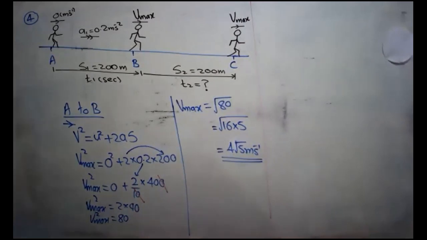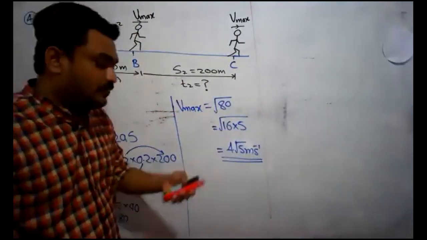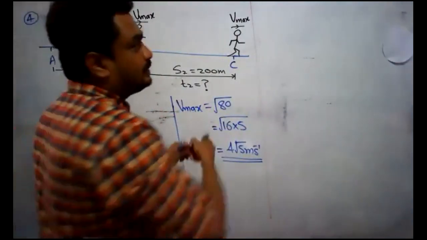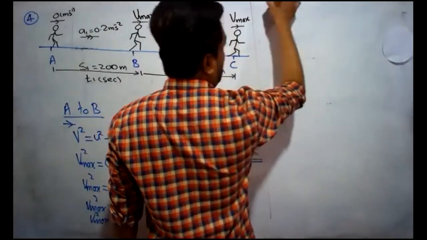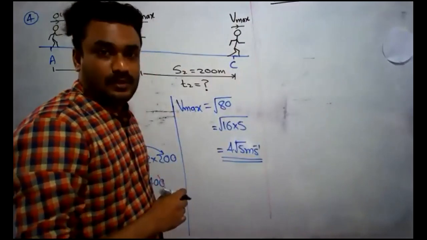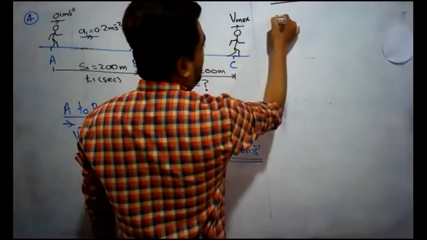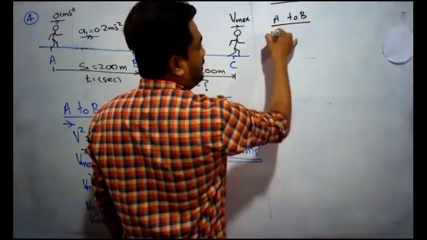Right, now we can find t1. Now we know the v max velocity, we can find t1 easily. What should we do here? From A to B, we must indicate the section that we apply the equation. We apply the equation from A to B. Then we must indicate the direction.